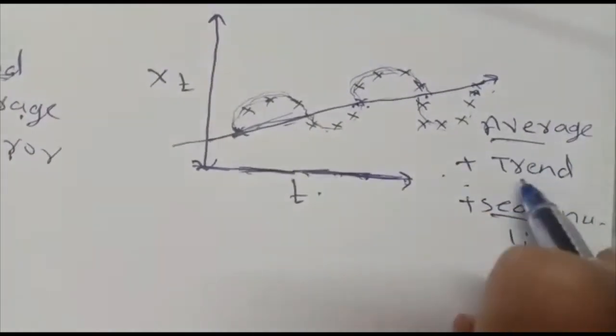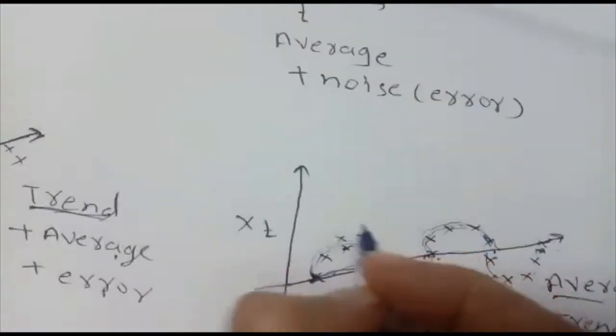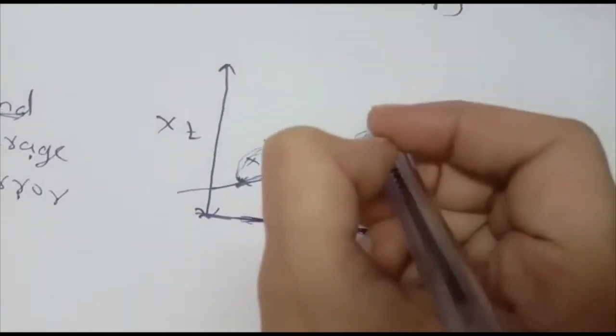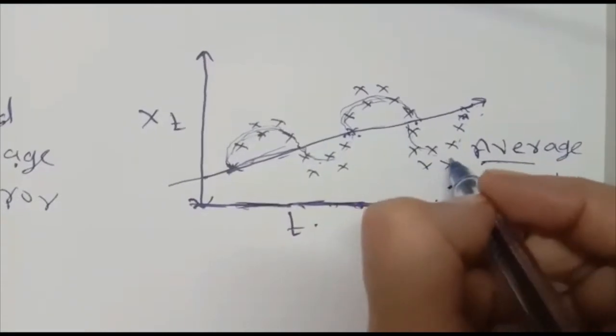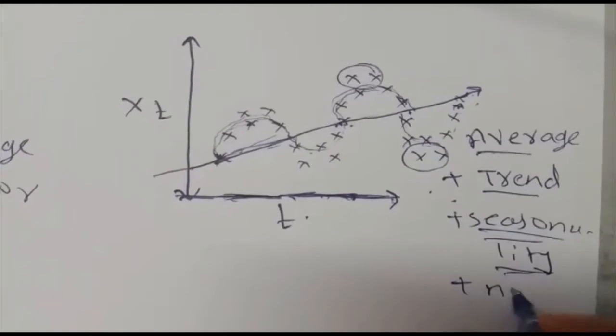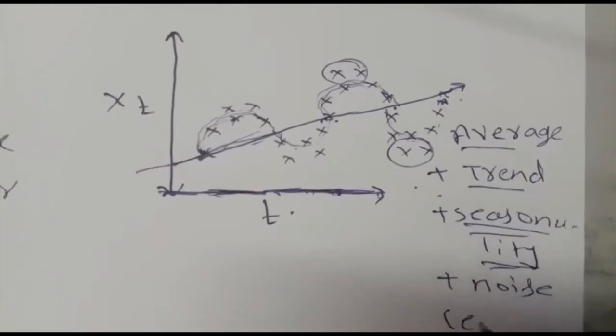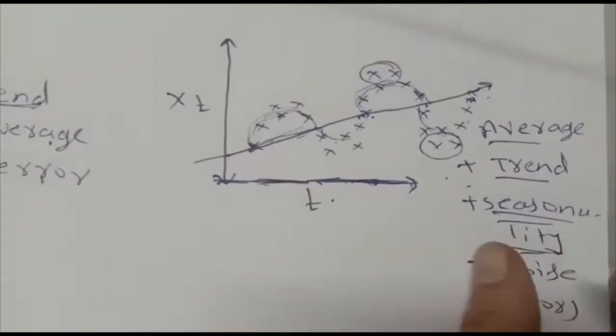There is average, there is a trend, and there is a seasonality. And there can be some error values, right? There can be some error values. No graph is perfect. In every graph there are some error values and there is some noise. Noise means error value. So there is noise, or we can say error. So this is a graph for seasonality.